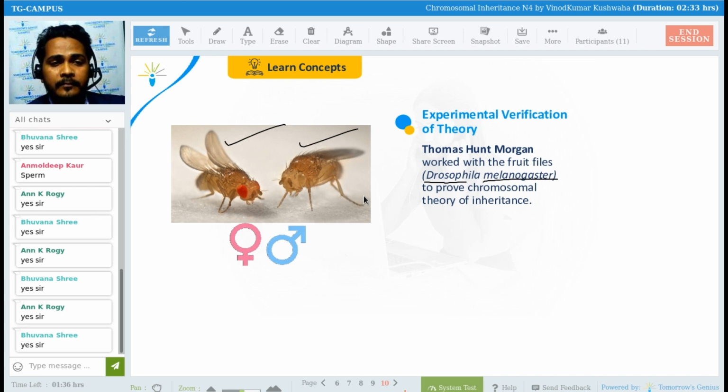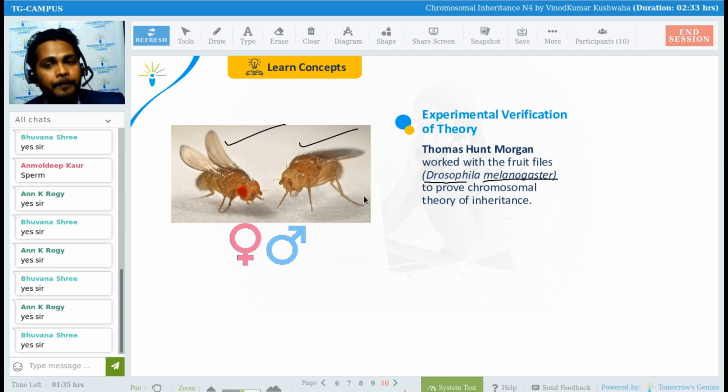That is the name of the scientist, Morgan. Thomas Hunt Morgan is actually called the father of experimental genetics, because he proved the chromosomal theory with experimental proof, and that's why he is called the father of experimental genetics.